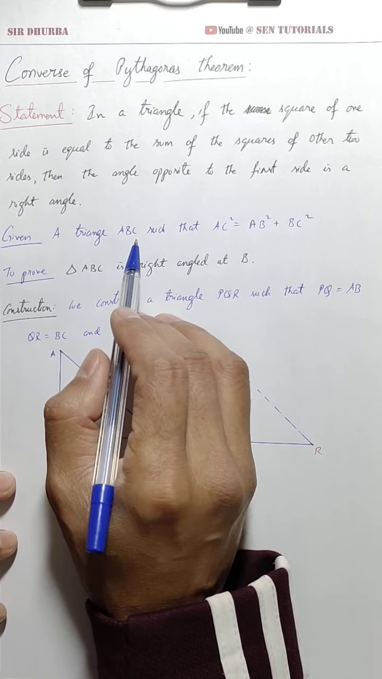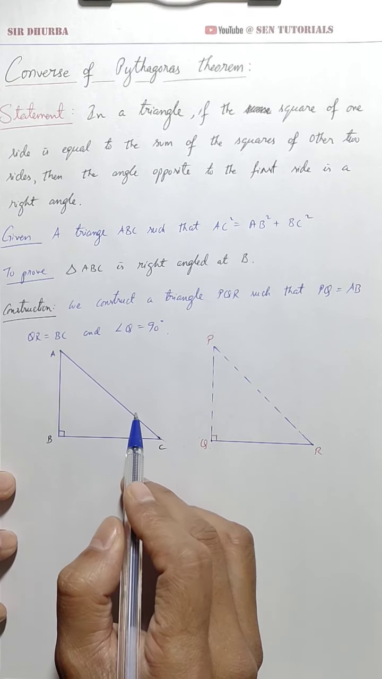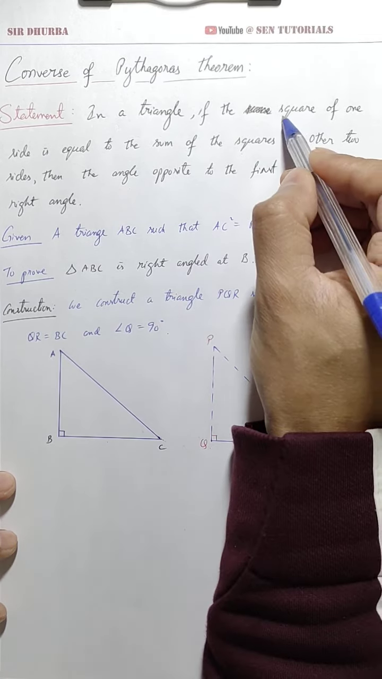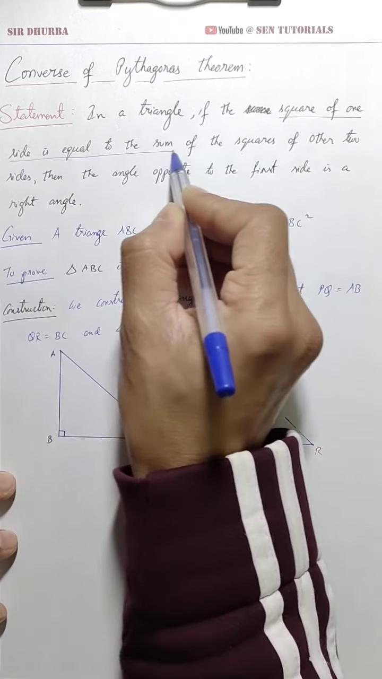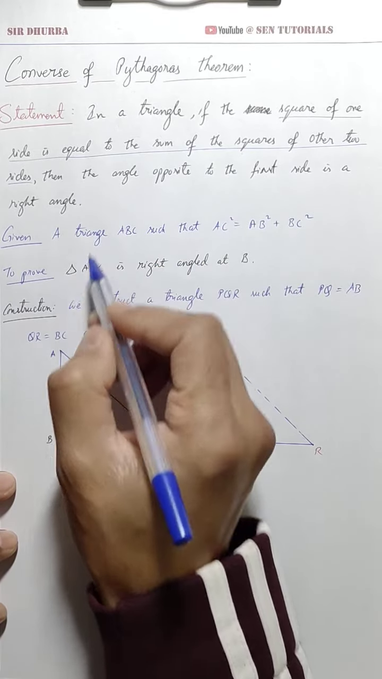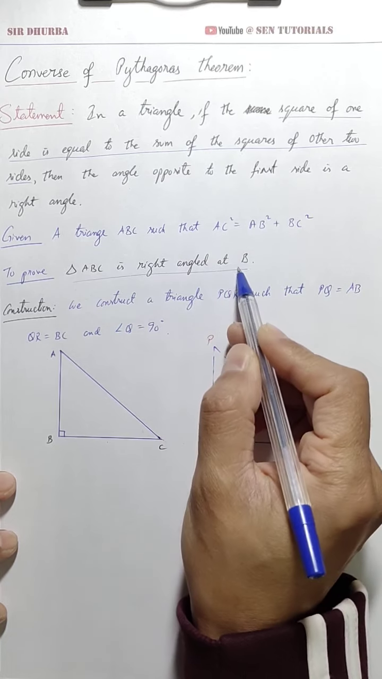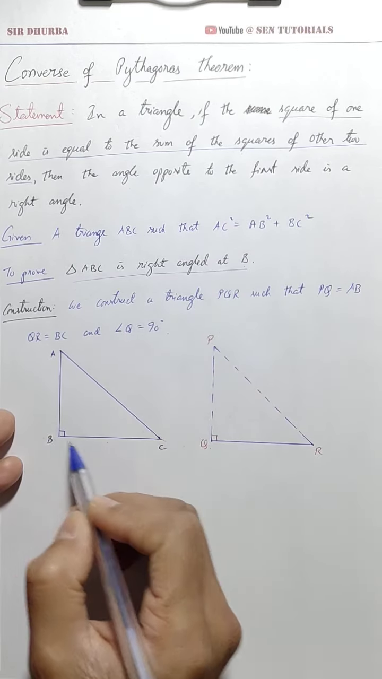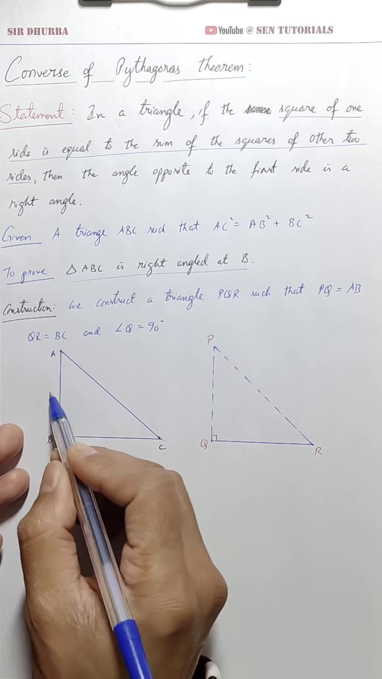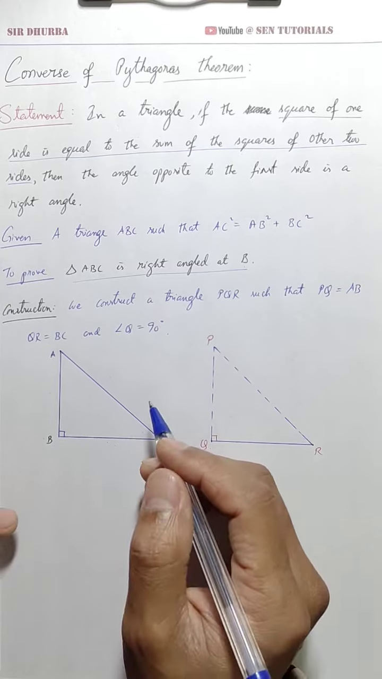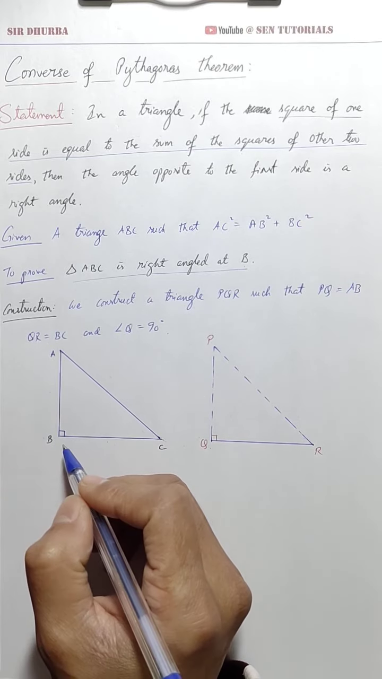Given a triangle ABC such that AC square is equal to AB square plus BC square. That's already given, isn't it? The square of one side is equal to the sum of the squares of the other two sides. To prove that triangle ABC is right angled at B. So we have assumed triangle ABC such that AC square is equal to AB square plus BC square. You can use other letters also, no problem. If that happens, then angle B is 90 degrees.